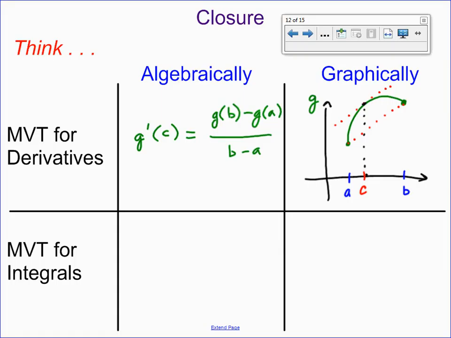Contrast that with our mean value theorem for integrals. Now we know algebraically that for a continuous function on my interval a to b, there's someplace x equals c where there's a function value, call it f of c, or y average, that is equal to the exact area in between my function f of x and the x-axis on my interval, divided by the length of my interval, b minus a.